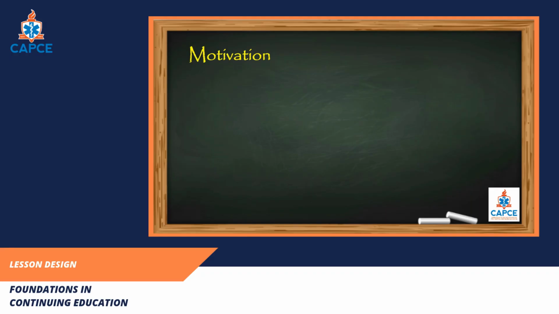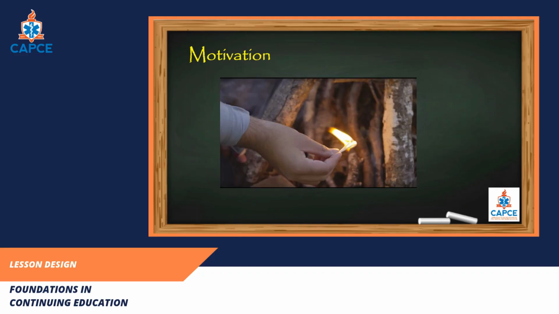Motivation. This is the most important part. This is where you light the fire. Tell them why the topic is important. Adult learners typically will learn what is relevant to their lives, so give them a reason to learn what you are teaching.